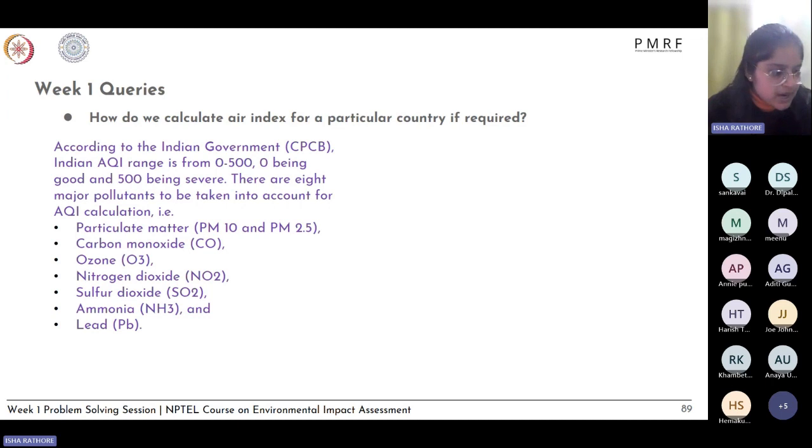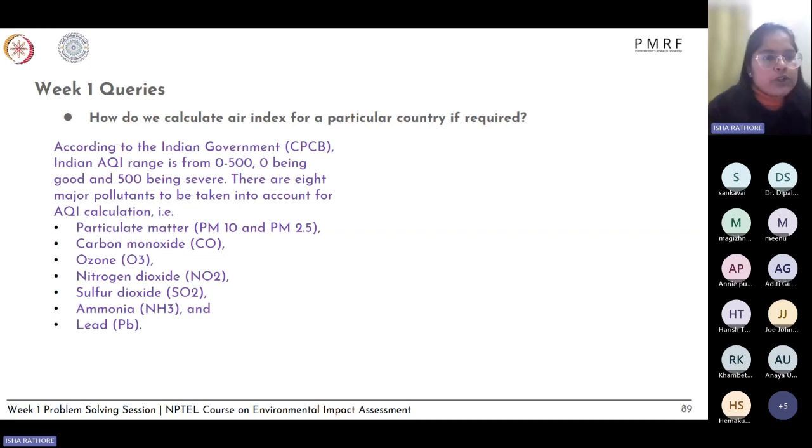So we have the particulate matter, PM 2.5 and PM 10. We have carbon monoxide, ozone, nitrogen dioxide, sulfur dioxide, ammonia, and lead. And associated with all of these pollutants, we have a benchmark or a comparison standard, where we say if this much percentage is present, this much is allowed, and if it exceeds that much, then we do a sort of back calculation to get to the final AQI number. But it's based on these 8 major pollutants which are present in the airspace in India.